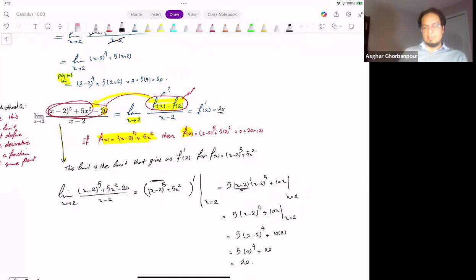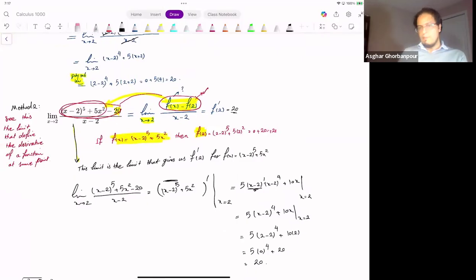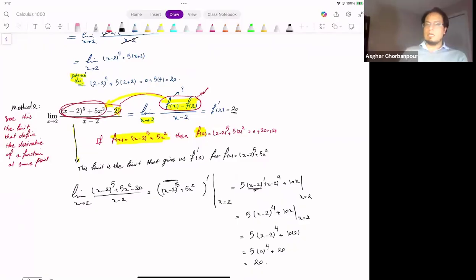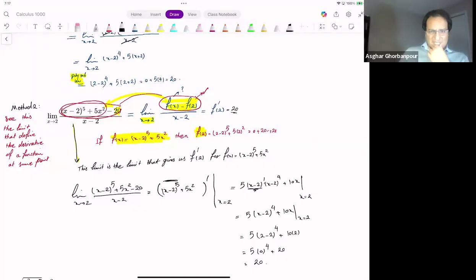Any questions, any comments there? Will we ever be asked to use a specific method, or can we just use whatever? Unless it is specifically stated. For example, someone may ask it this way: write this limit as the limit that defines the derivative, and then evaluate. All right, thank you. Any other questions? Any other comments?